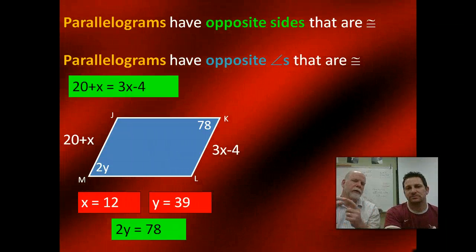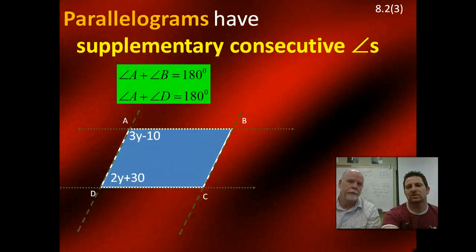Opposite angles might be a little bit harder to see, but they are just opposite from each other, the opposite corners of each other. Opposite corners. So, okay.